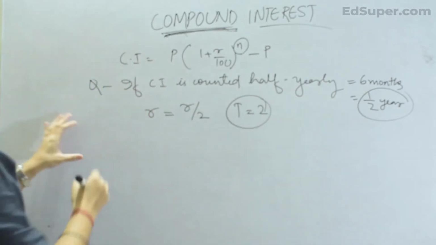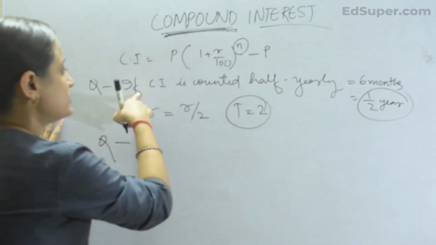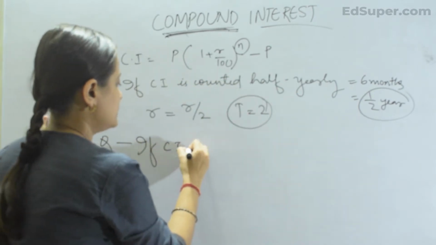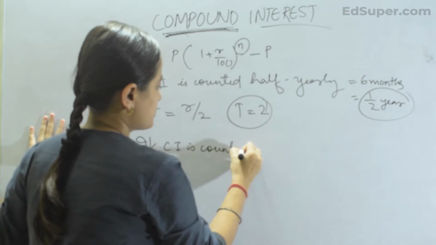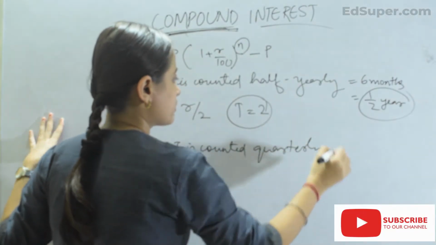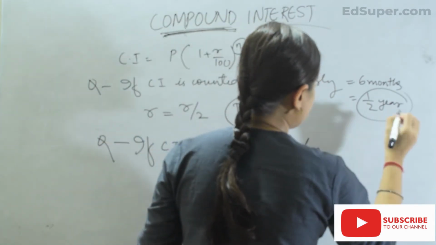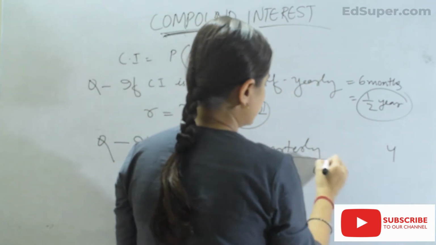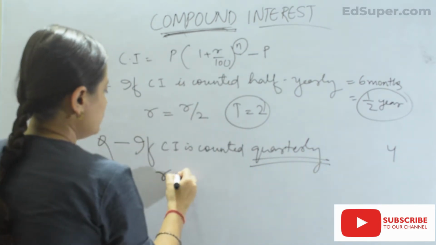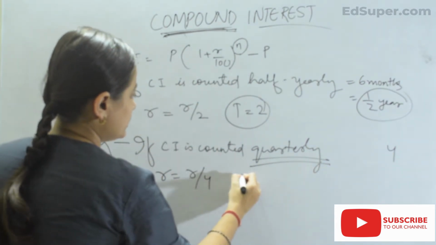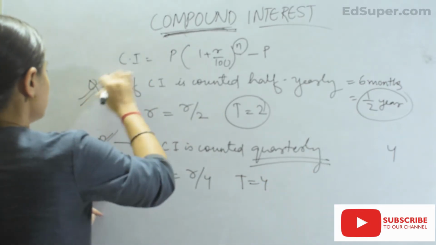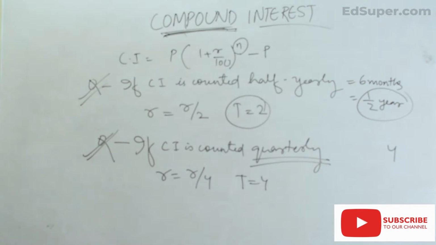Remember this. And if the question says CI is counted quarterly, quarterly means 1 by 4. Always remember that. So your R will become R by 4 and your T will become 4n. By remembering this you can solve different questions.